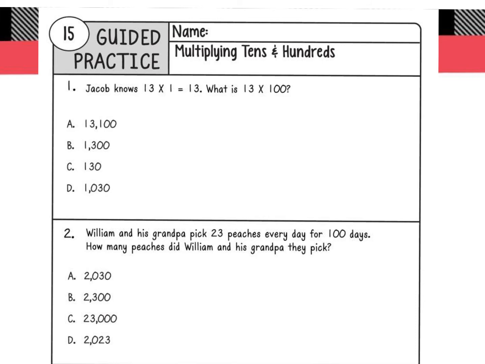Number 1 says Jacob knows 13 times 1 equals 13. What is 13 times 100? So what do we know? We've got numbers here. I'm going to circle this whole thing and underline the question. We know 13 times 1 equals 13. So what is 13 times 100? Cameron.